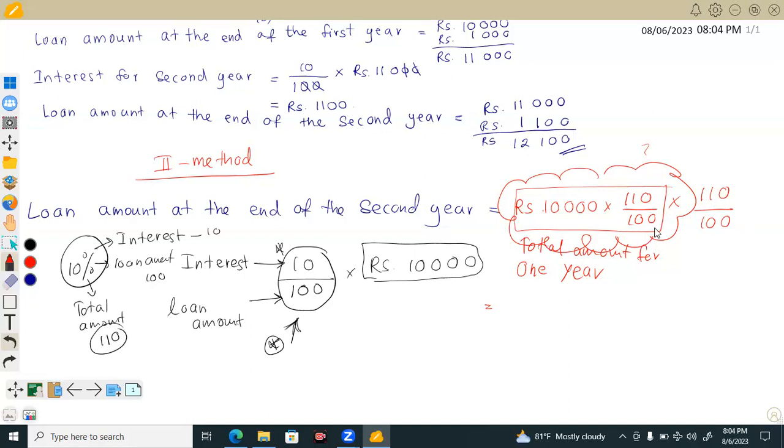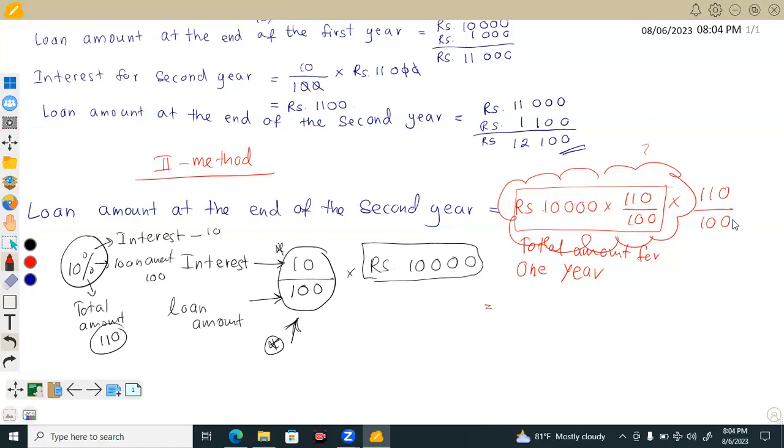If we have 5 years, what do we do? We have to multiply 110 upon 100 five times to obtain the answer. Now here we obtain the total amount that should be paid for the second year.